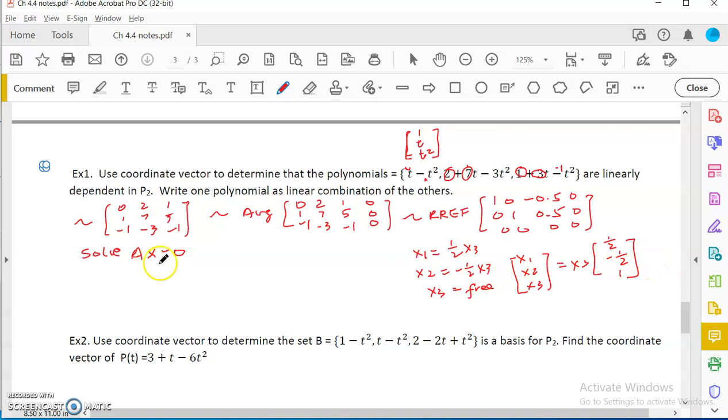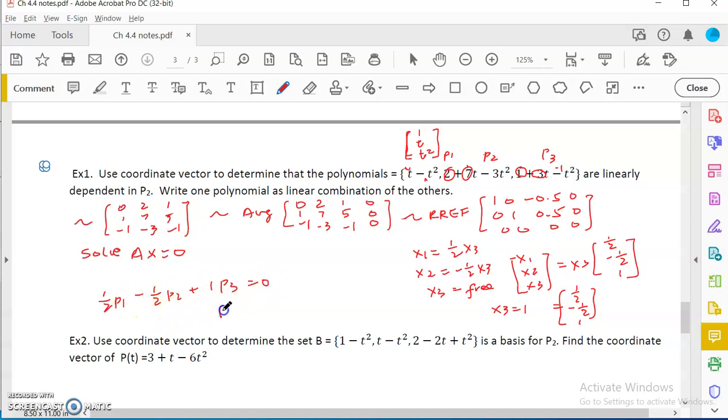So how can I write the linear combination? When x3 is 1, one of the solutions would be negative 1/2, 1/2, and 1. So we can write, let's call this P1, the second one P2, the third one P3. Then we would have negative 1/2 P1 plus 1/2 P2 plus 1 times P3 equal to 0. So that is the dependent relationship.